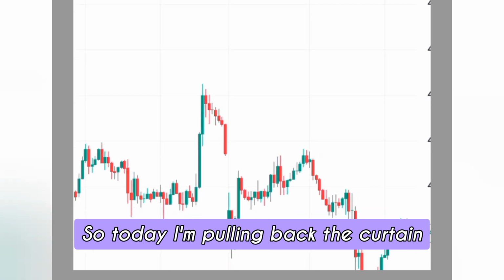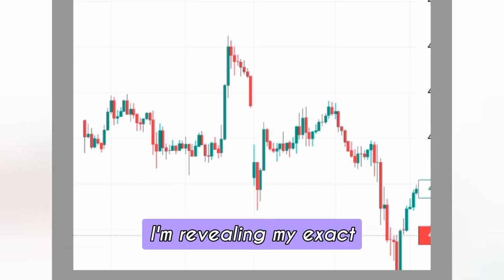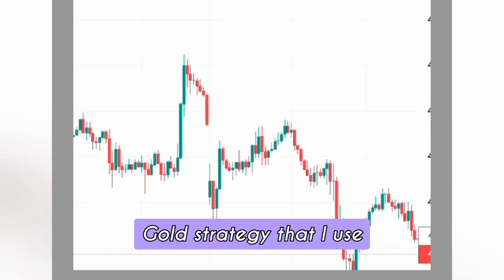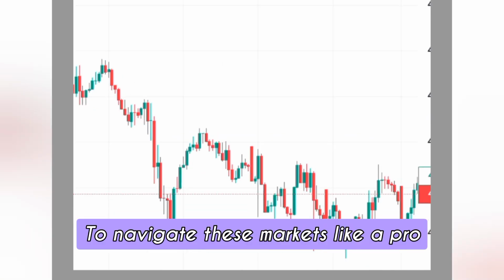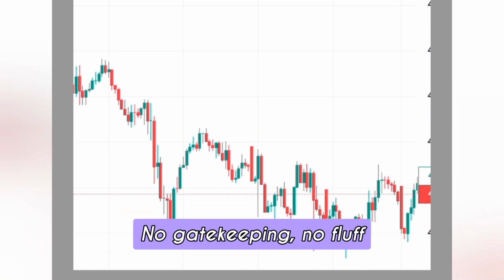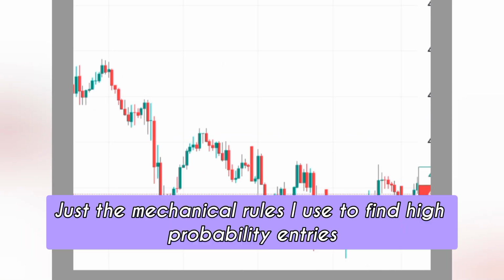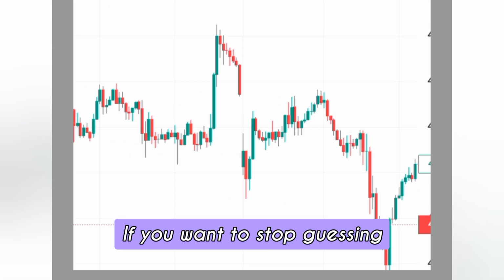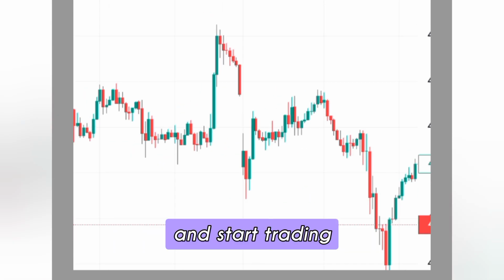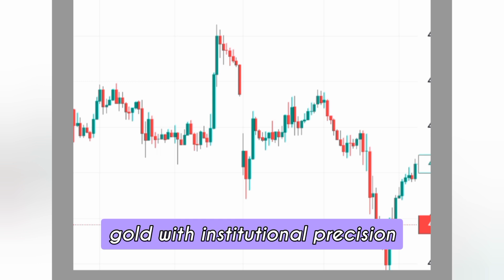Okay, so today I'm pulling back the curtain. I'm revealing my exact gold strategy that I use to navigate these markets like a pro. No gatekeeping, no fluff, just the mechanical rules I use to find high probability entries. If you want to stop guessing and start trading gold with institutional precision, let's dive in.